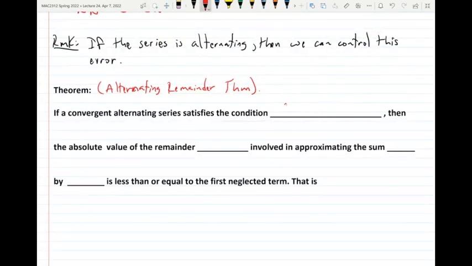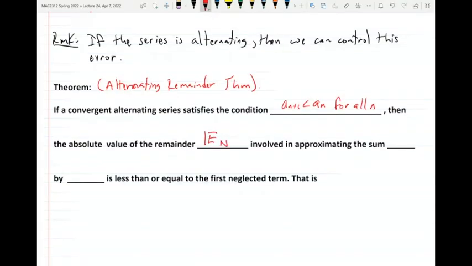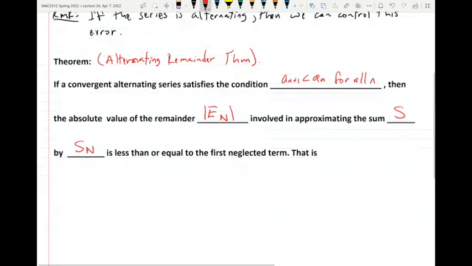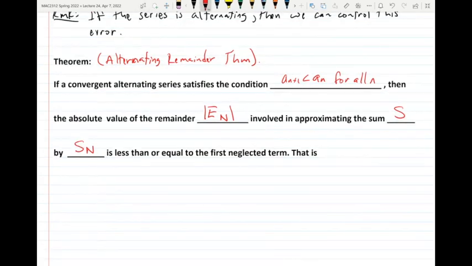So if a convergent alternating series satisfies the condition that a(n+1) is less than an, for all n, then the absolute value of the remainder En, which we defined above as the difference of the actual value minus the sequence of partial sum, involved in approximating the sum S by Sn, is less than or equal to the first neglected term. So in other words, the absolute value of En is going to be less than or equal to the first term that we ignored. So what is the first term that we are ignoring?